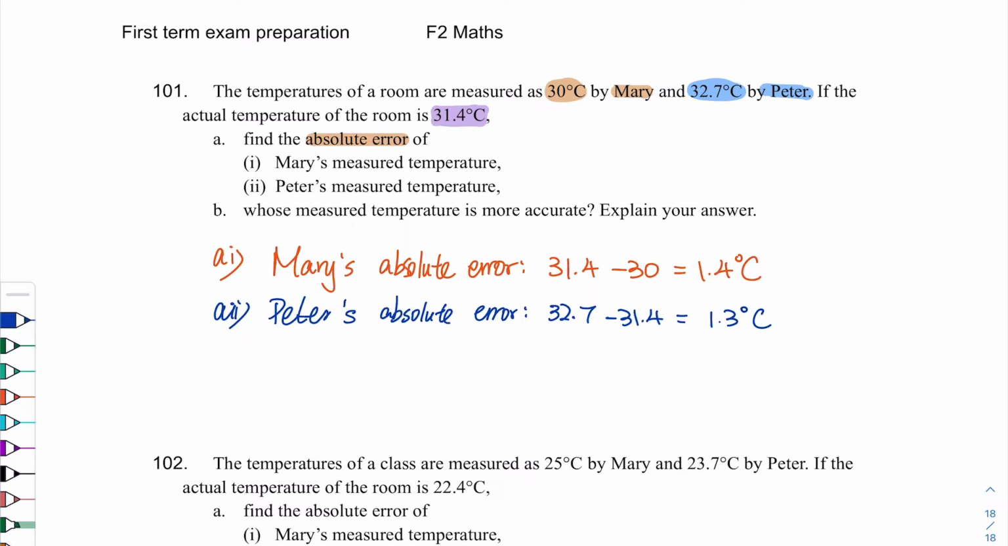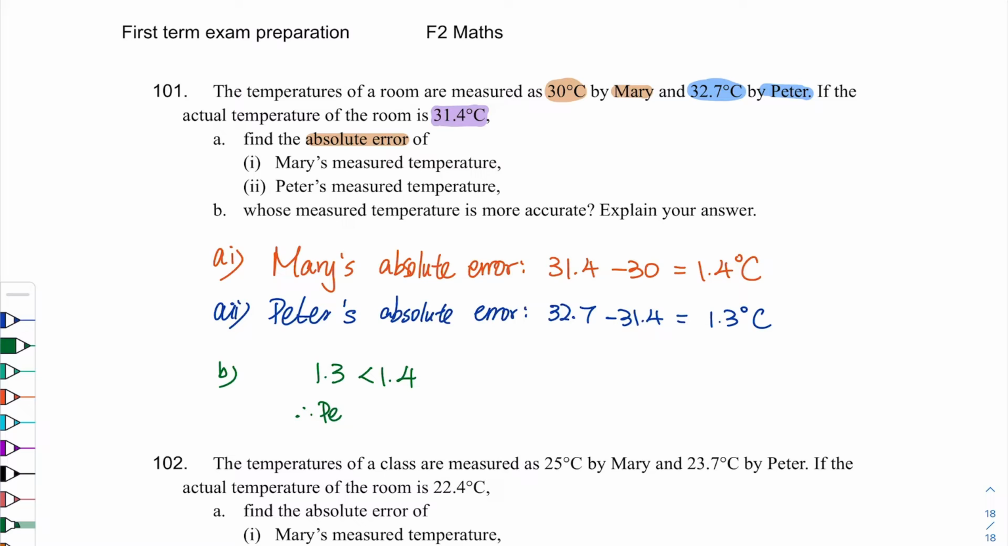And part B, a little bit tricky, but I think some of you can do it. Which one is more accurate? They are having errors. This one is having the error of 1.4 and this one is having the error of 1.3. So which one do you think is more accurate? Well, the less error that you get, the more accurate you are, right? Error means mistakes. So the fewer mistakes you have, the more correct you are. Same goes here. If you have the smaller absolute error, then you are more accurate.